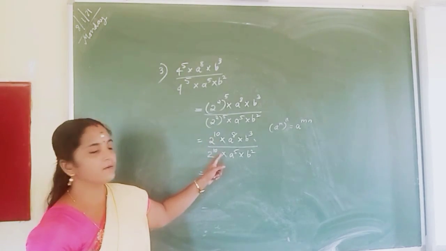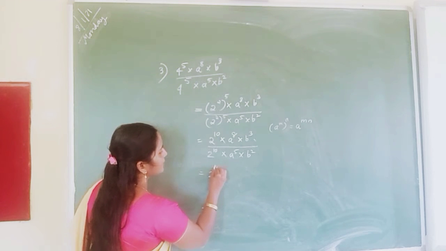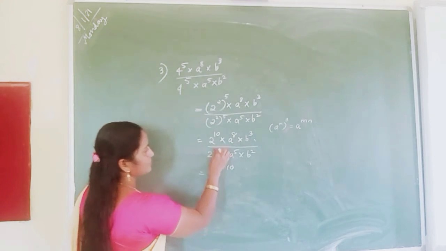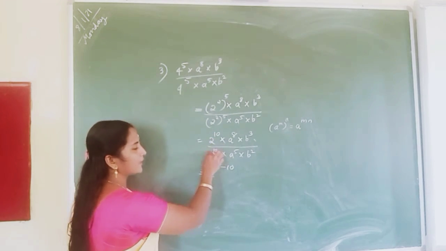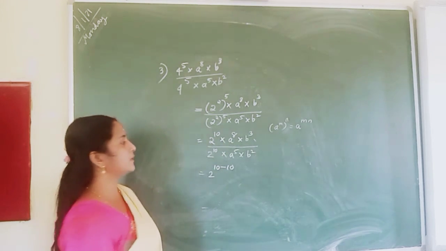2 raised to 10 we have in both numerator and denominator. So we write it as 2 raised to 10 minus 10. A raised to m by a raised to n form. It is a raised to m minus n.